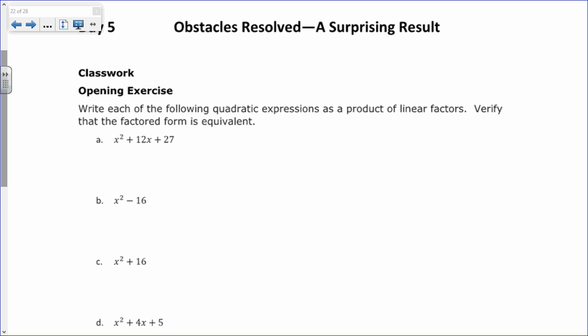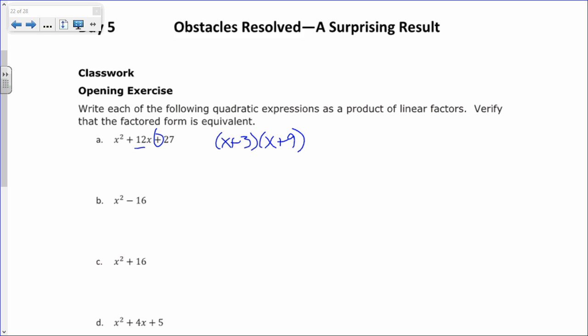Alright, so for the opening exercises, write each of the following quadratic expressions as a product of linear factors. Verify that the factored form is equivalent. So for the first one, I'm looking for factors of 27 that add up to 12. My factors of 27 that add up to 12 are 3 and 9. So it would be x plus 3 and x plus 9.